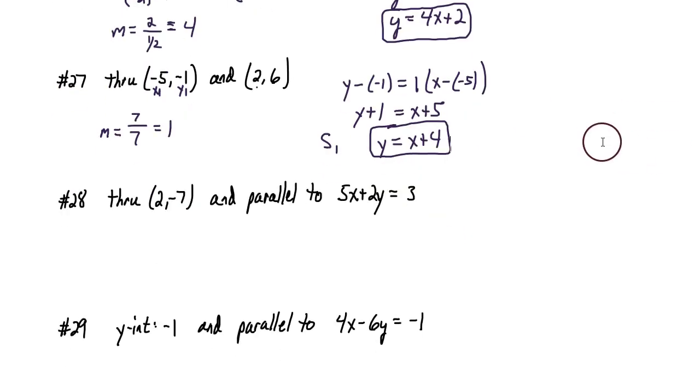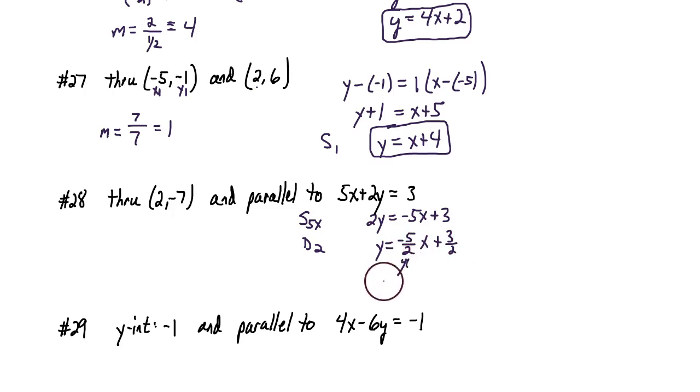Number 28, let's write an equation for a line. It goes through 2, -7, and it is parallel to this equation. Parallel lines have the same slope. So let's find the slope of this one. Subtract 5x from both sides. We get 2y equals -5x plus 3. Now divide by 2. We get y equals -5 over 2x plus 3 over 2. The reason that we did that was to find the slope of that equation.